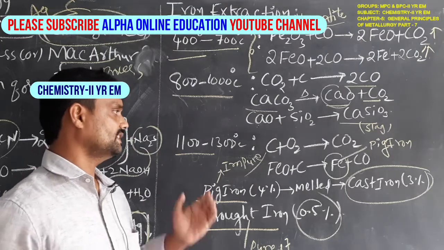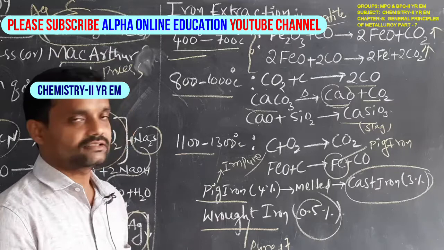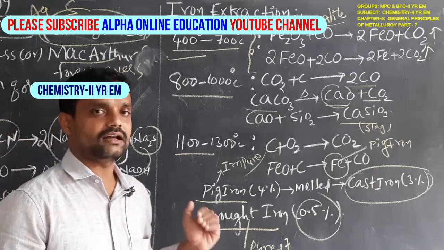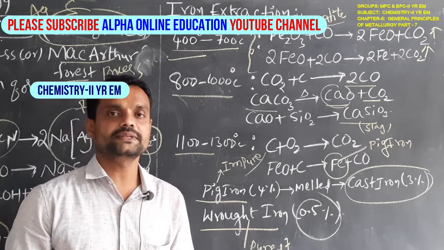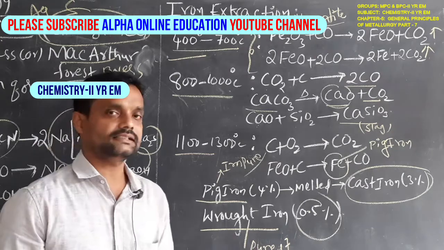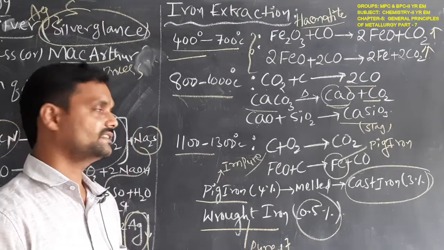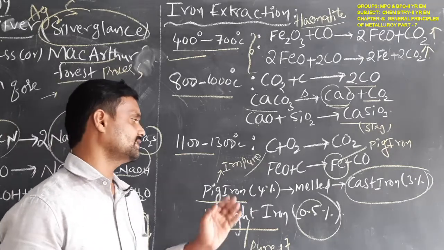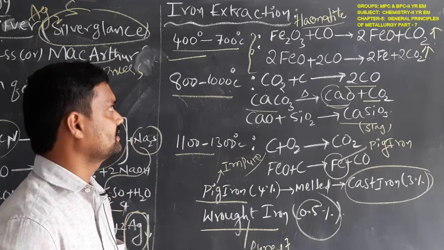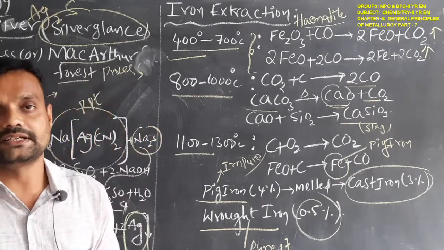First we get the extracted pig iron. That pig iron is converted to cast iron, and the cast iron is converted to wrought iron. So this is the meaning of pig iron, wrought iron and cast iron. The purest form of iron is wrought iron, and the impure form of iron is pig iron. So these are the steps and reactions involved in the extraction of iron from hematite ore.